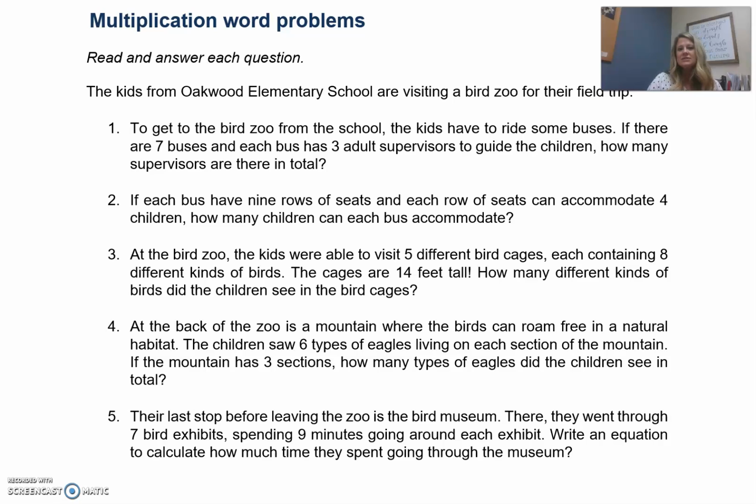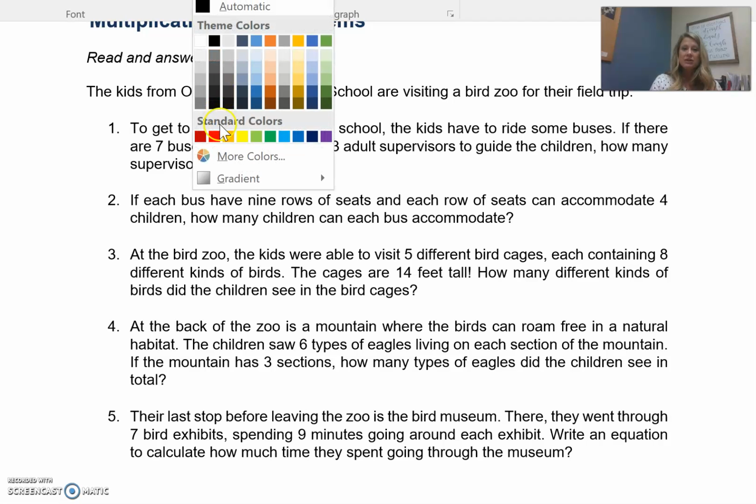It says, to get to the bird zoo from the school, the kids have to ride some buses. If there are 7 buses and each bus has 3 adult supervisors to guide the children, how many supervisors are there in total? So let's talk about what we learned yesterday with multiplication being repeated addition of so many groups.